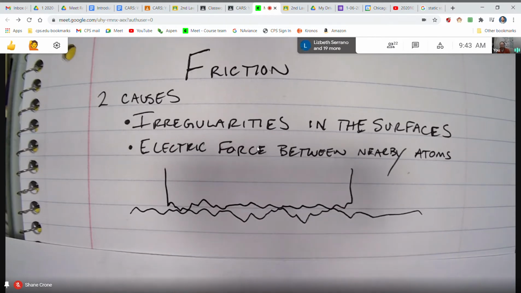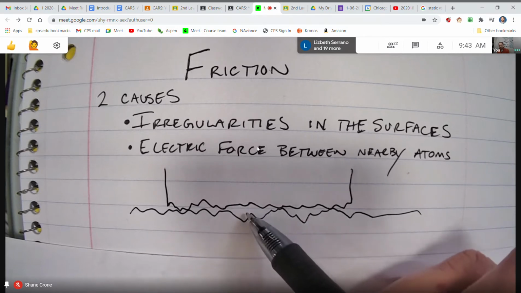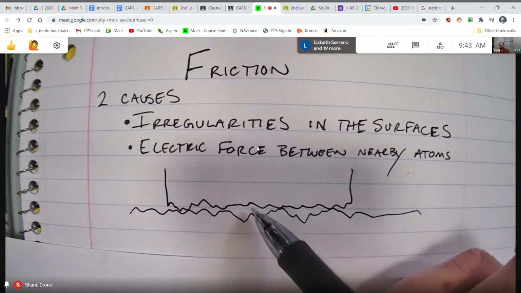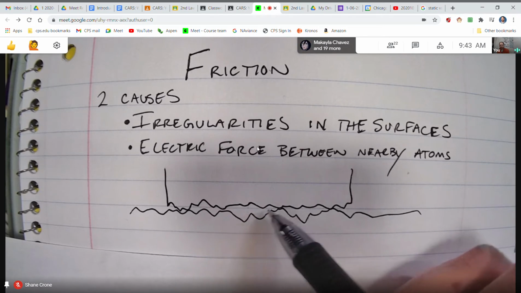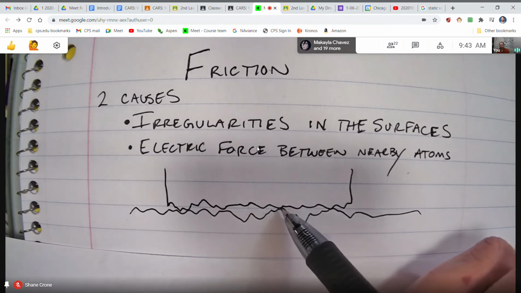But where does the electric force come in? Not here. There's no electric force here. These guys are too far apart from each other. They can't feel the atoms across the gap, but right there, they're in contact.